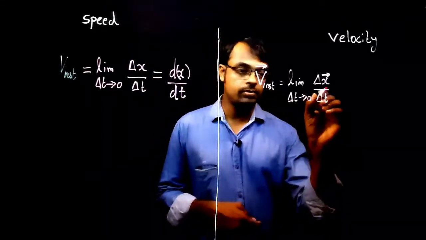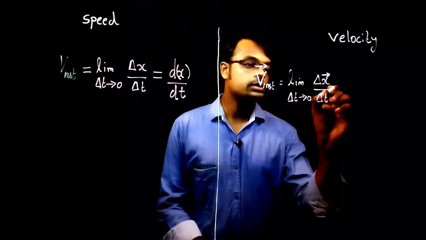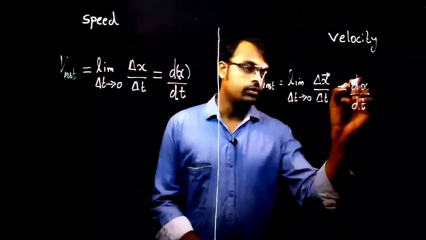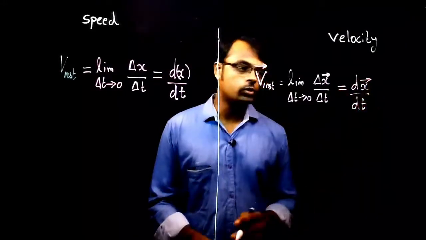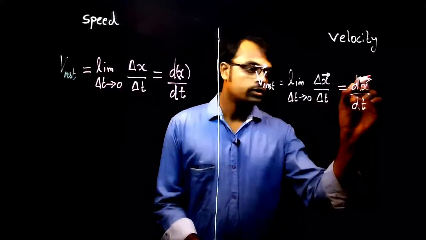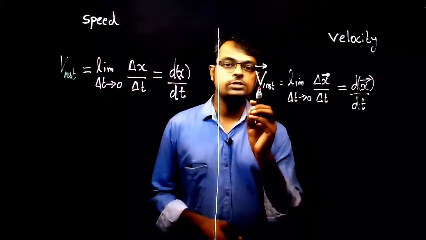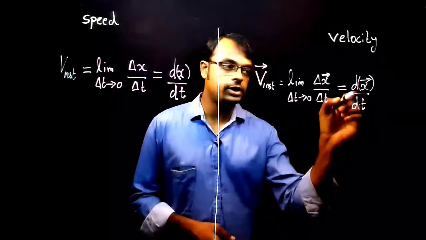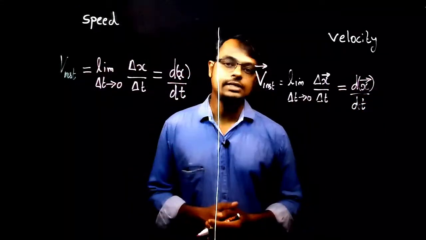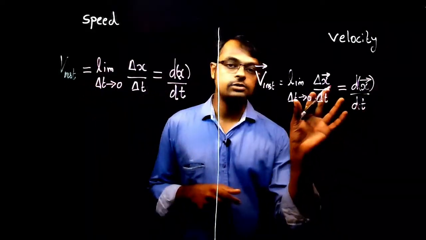So this is a way to represent it mathematically: limit delta t tends to 0. That's the meaning here. So time is too small, which can be written as dx divided by dt, or since this is a vector quantity, we can write it as dx vector divided by dt, or d by dt of x vector. What does d by dt represent? The first derivative of displacement. Here it is the first derivative of distance. So this is the main difference between instantaneous speed and instantaneous velocity.